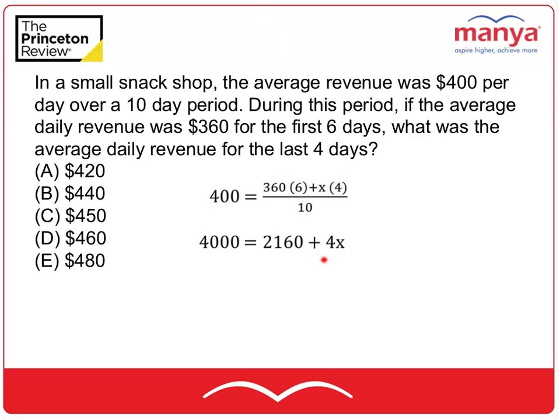So can you all tell me what the answer is going to be? Yeah, what can be the answer? X is 460. So what is going to be your answer option? Answer option D. So this is also called a weighted average question, where you have two different averages and you are combining them and getting the result, right? So this is also one type of average question which we can get in our GMAT. Are you all clear with it? Can we go on to the next question?